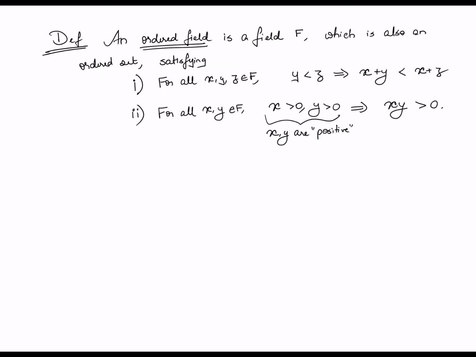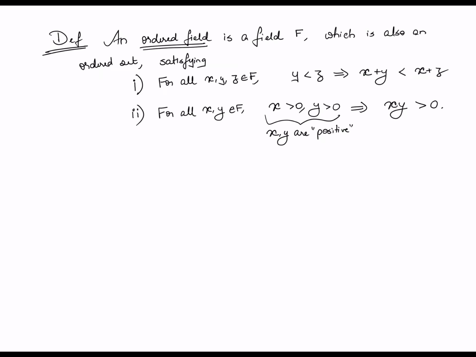And from the definition of a field and that of an ordered set, we know that any element must either be 0 or it should be greater than 0 or it should be less than 0, right? So for all non-zero elements in an ordered field, I can talk about them as being positive or negative depending on how they compare with 0, right? So the second property that I've written here tells you that if I take two positive elements, then their multiplication is also a positive element.